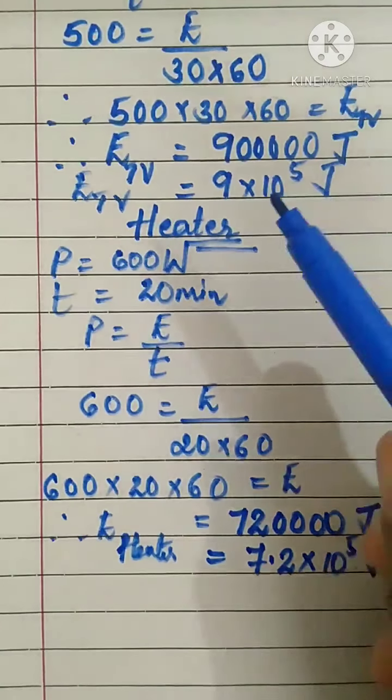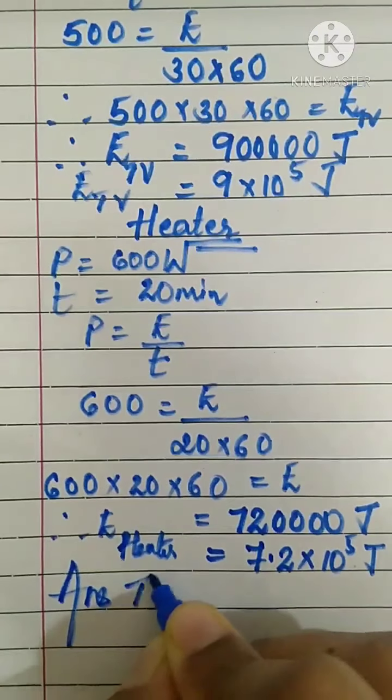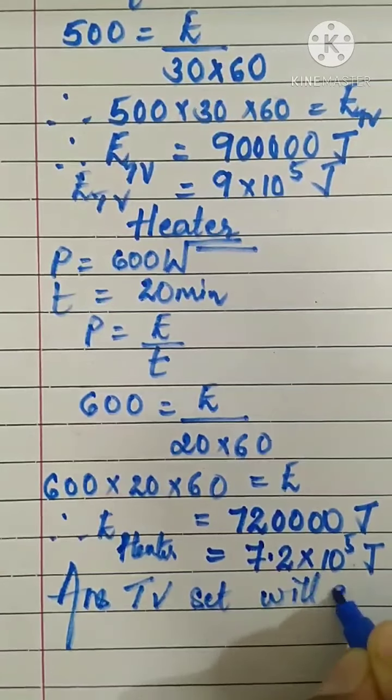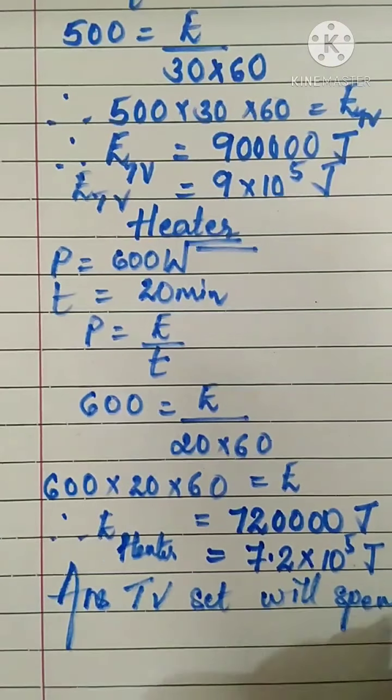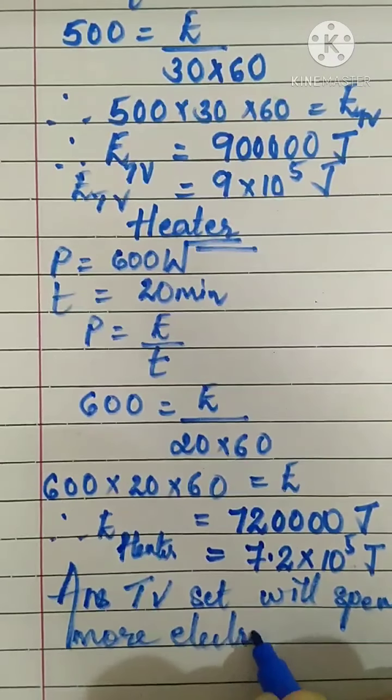So which number is bigger? 9. So you will write the final answer: the TV set will spend more electrical energy.